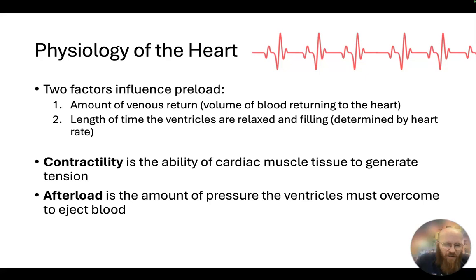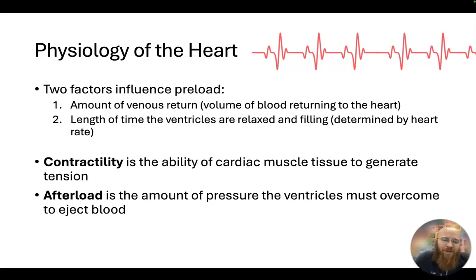Two factors specifically influence the preload, right? So that initial stretching of the heart. The amount of the venous return, like we just said, the volume of blood returning to the heart, but also the length of time that the ventricles remain relaxed and are able to fill with blood. This is going to be determined by heart rate. If we have fewer beats per minute, then there's more time for those ventricles to fill with blood, and therefore we can expect a higher stroke volume because we had more blood to eject with each stroke.